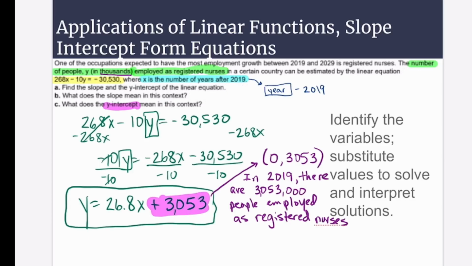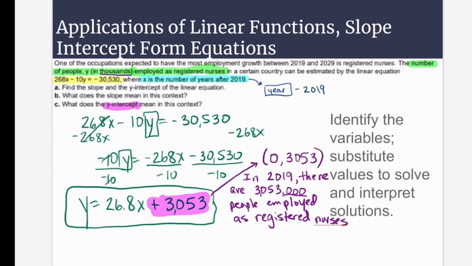So again, that number is in thousands. So it's a little confusing because it's a 1,000 number. But if that was 3, for example, there wouldn't be 3 people employed. It would be 3,000. So you just have to add those extra 3 zeros to see the actual number. So that's your y-intercept.